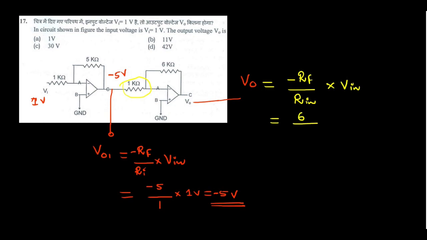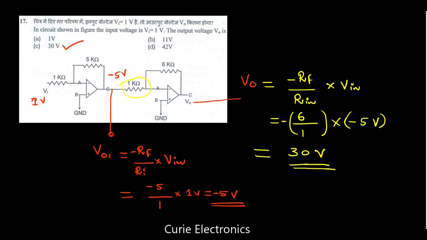6 upon 1, minus is there, correct? Multiplied by Vin. What is the Vin? We had minus 5 volt from the previous stage. So now what do we get? Minus into minus is plus. 5 sixes are 30. We'll get 30 volt. So which is the answer? Option C is the right answer.